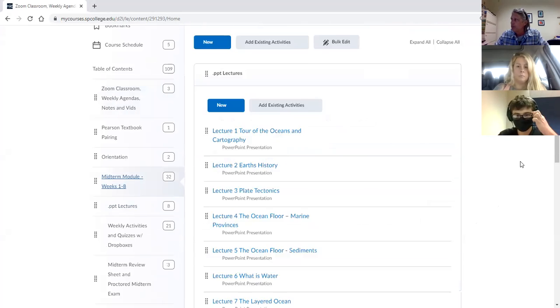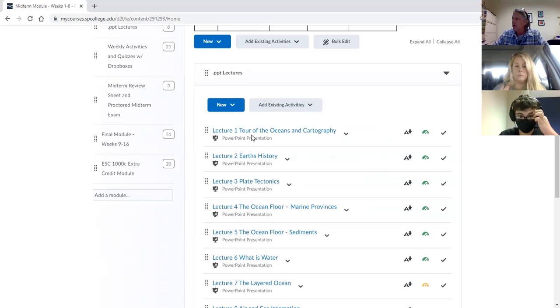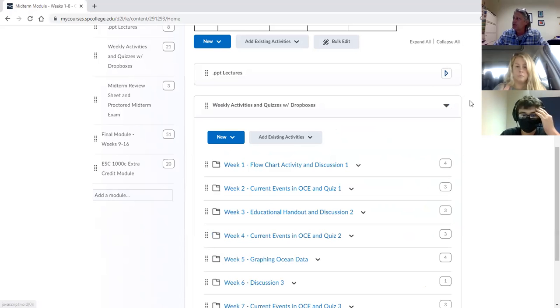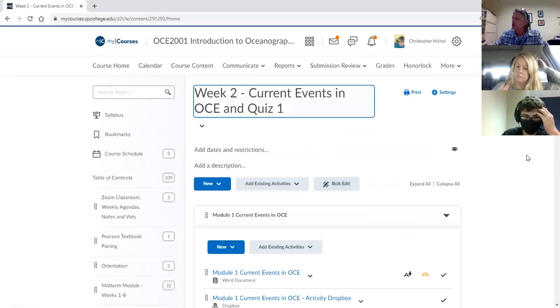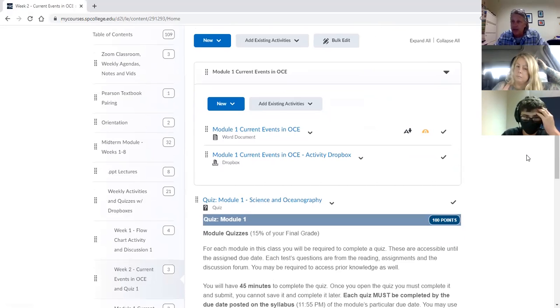The midterm module we are in. Here are our lectures. We've already done the cartography. We're going to do Earth's history today. Those lectures are for you, so you don't have to write everything down. On our activities, you can see we have 2 things due next Wednesday, because what I try to do is brief you on the assignments on the Monday, then I give you until the following Wednesday to get them done.